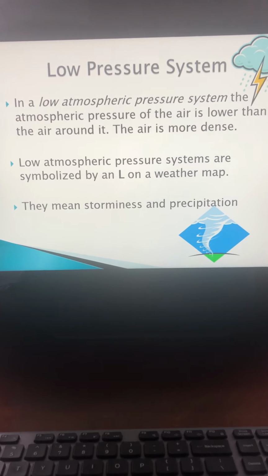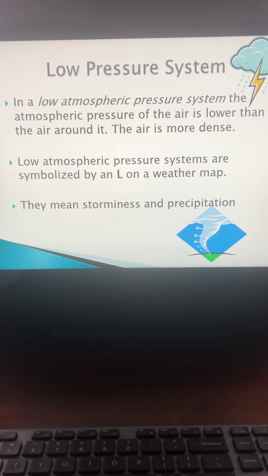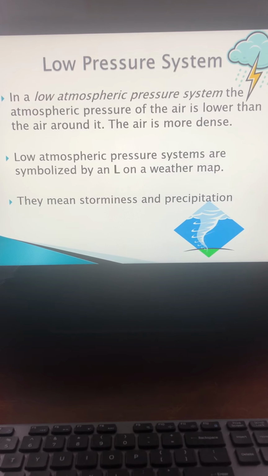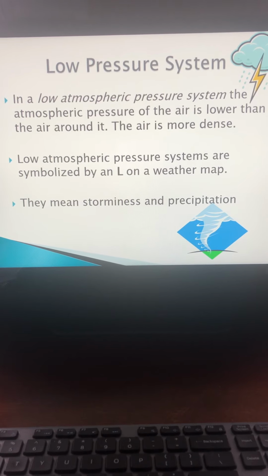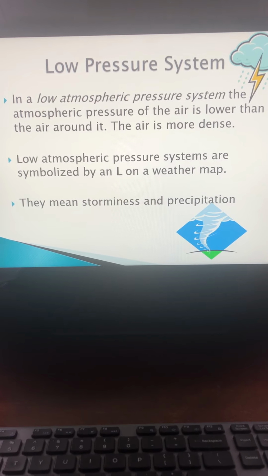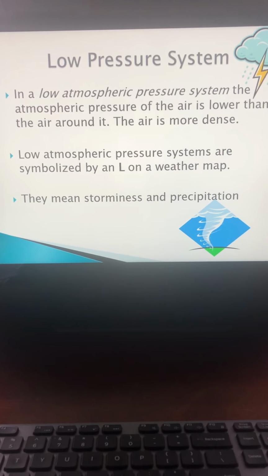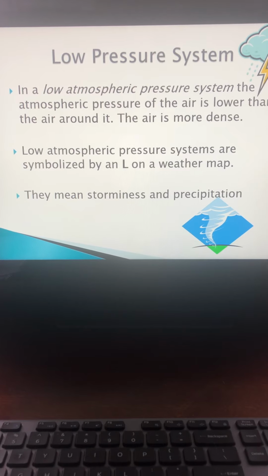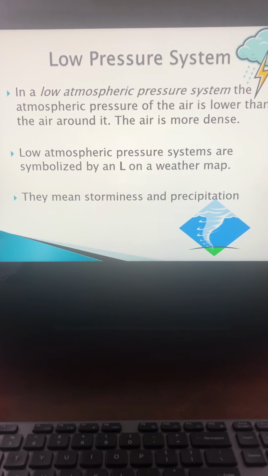If we go to a low pressure system, that's going to be the opposite. In a low atmospheric pressure system, the atmospheric pressure of the air is lower than the air around it, and so the air is going to be more dense. And the low atmospheric pressure systems that go through are symbolized by a capital L on a weather map. So now you know what an H and an L stand for, and this means that there is stormy weather coming, there's some type of precipitation.